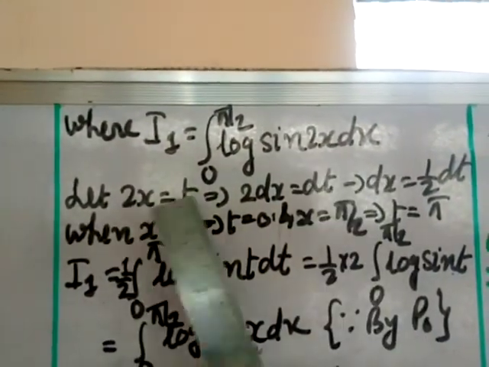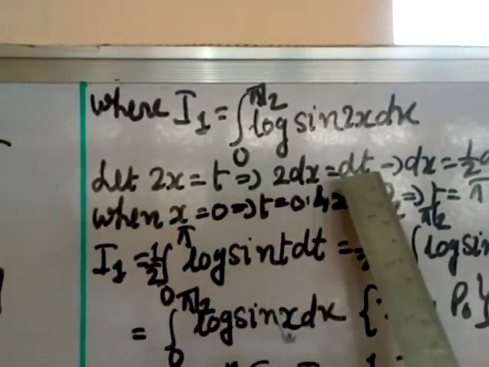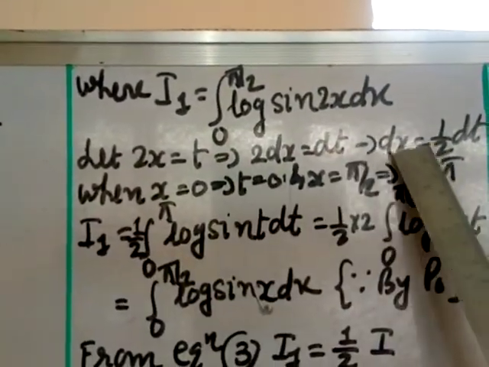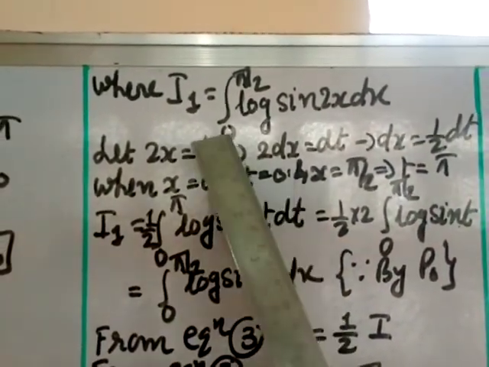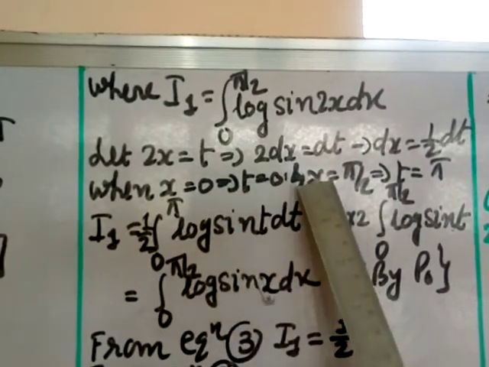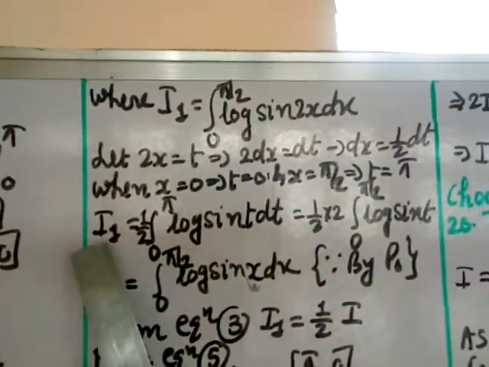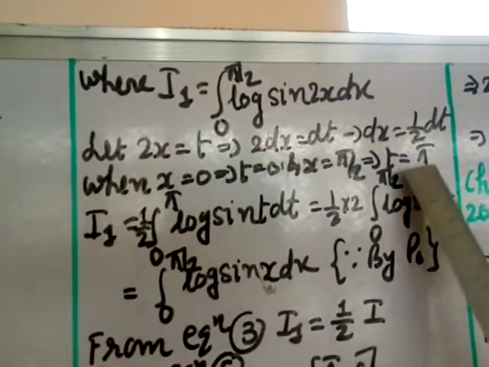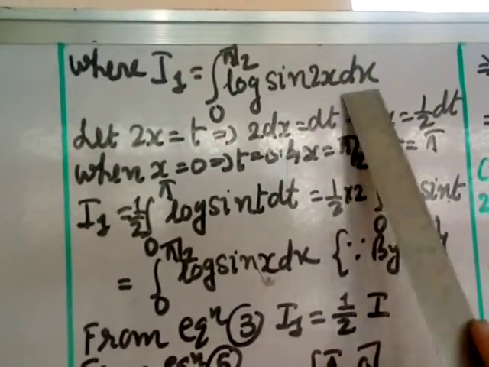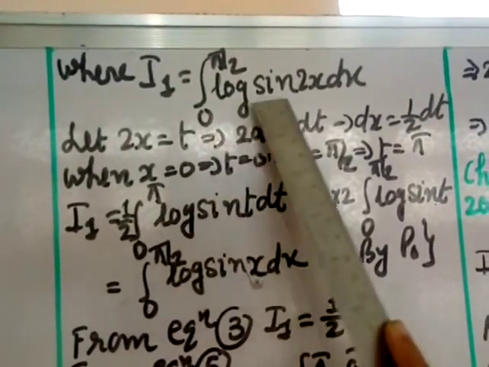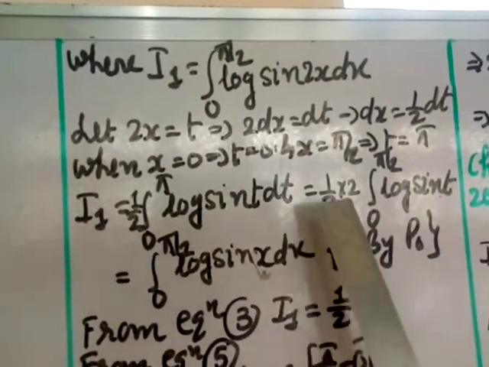Let us take 2x equal to t. Differentiate: 2 dx equal to dt, so dx equal to 1 by 2 dt. When x is equal to 0, t is equal to 0, so put 0 here. Then when x is equal to pi by 2, 2 times that is pi, so t value is pi. So I1 is equal to 1 by 2 dt instead of dx, and the limit is 0 to pi log sin t, with the 2 taken out as 1 by 2.